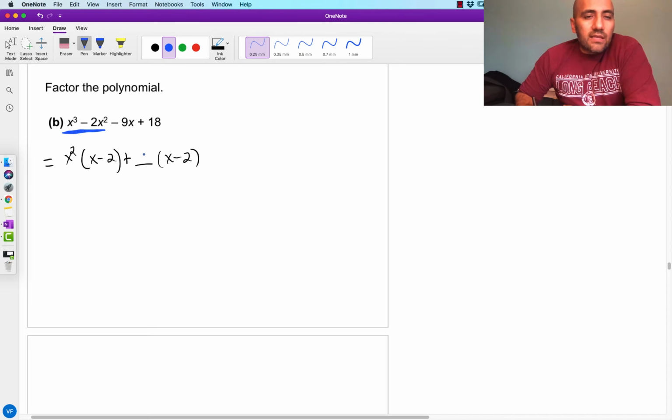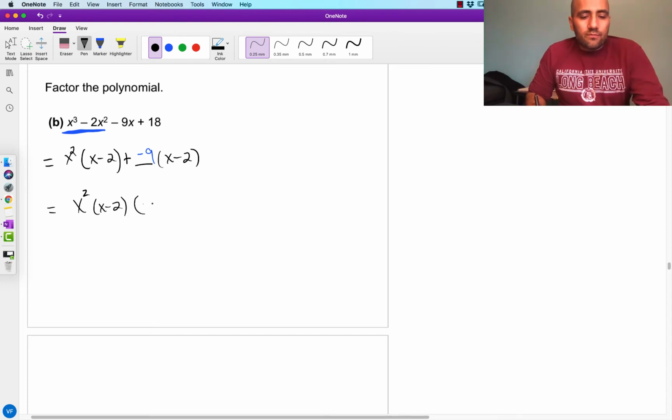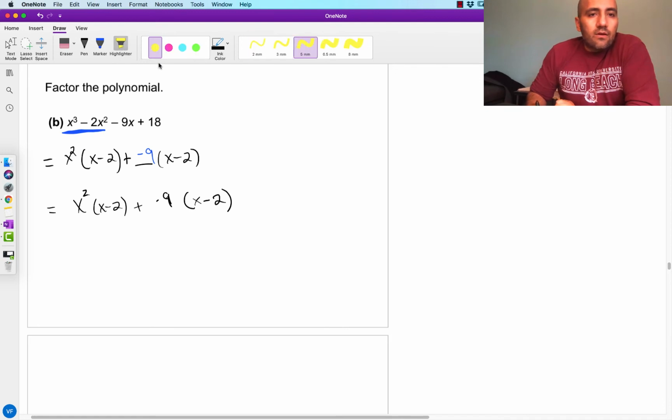So a little bit of guessing and checking. You can see that negative 9 is the one that works. Negative 9 times x equals negative 9x, and negative 9 times negative 2 is going to be equal to positive 18. So we end up with x squared times (x minus 2) plus negative 9 times (x minus 2). Okay, so now if we just simply recognize that these two binomials can be factored out, we can pull that out in front.